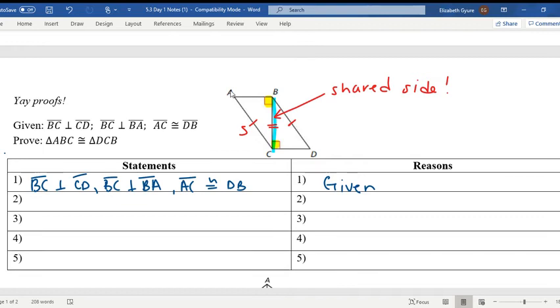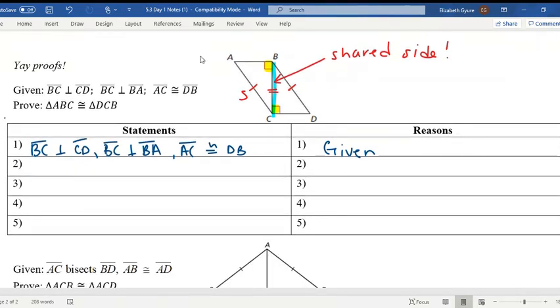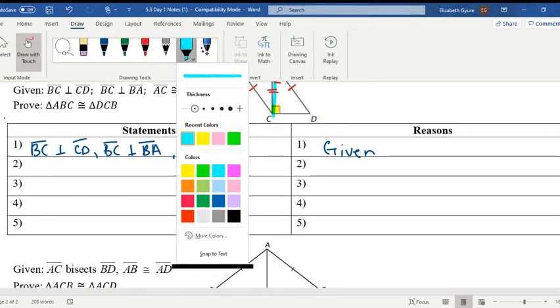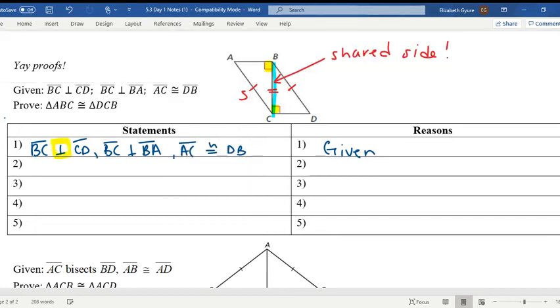Okay. So let's write it down. In order for this to be hypotenuse leg, the first thing is it must be a right triangle. So we better say that these are right angles, which is a good thing we were given some perpendicular lines. So think about our vocab words. Anytime I give you a vocab word, use it. We are given perpendicular lines.